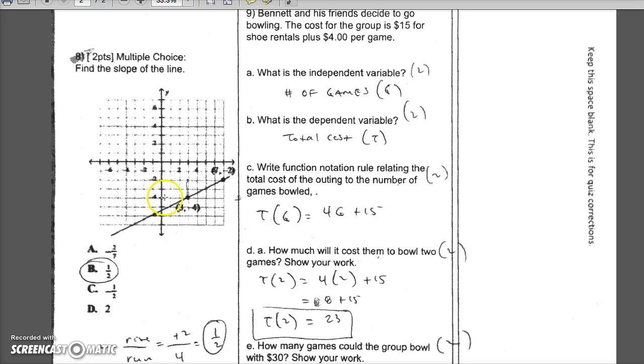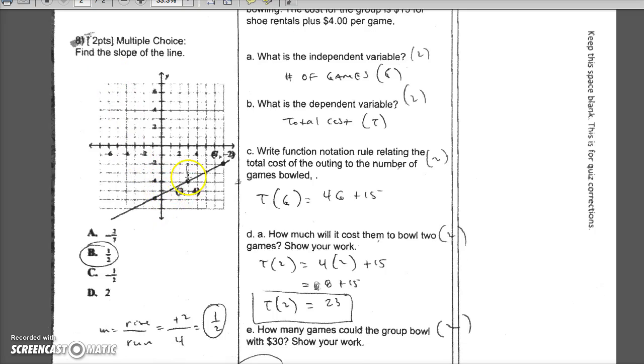Question number 8, you need to find the slope of the line. I did rise over run, so you can go up 2, then right 4, so rise of 2 and run of 4. That reduces to 1/2. You can also use the formula y2 minus y1 over x2 minus x1 after you label your ordered pairs.